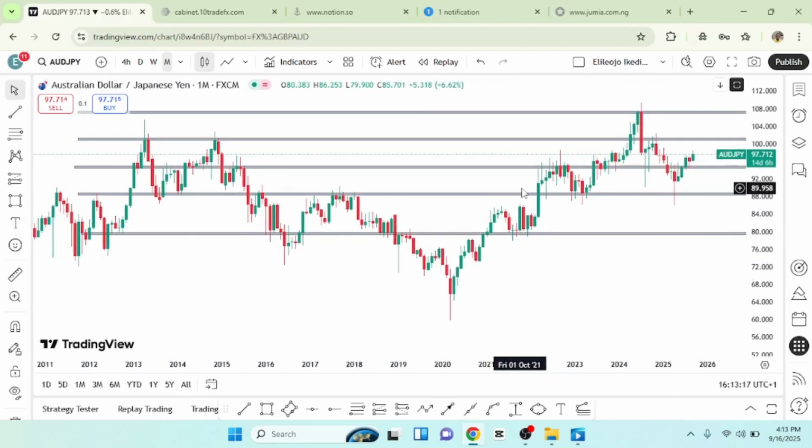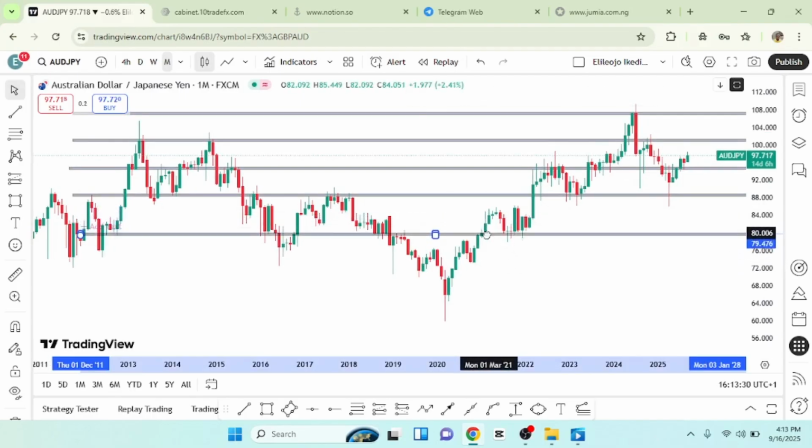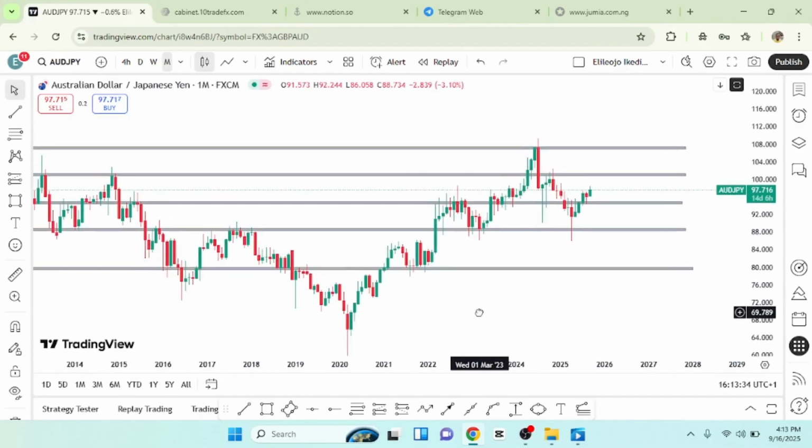Price tested here, bounced off. Price tested it, bounced off. Price broke above it, but came back up above. Yeah, this is good. I can also put this one here. I think I will leave it here. Now this is good. Yes.